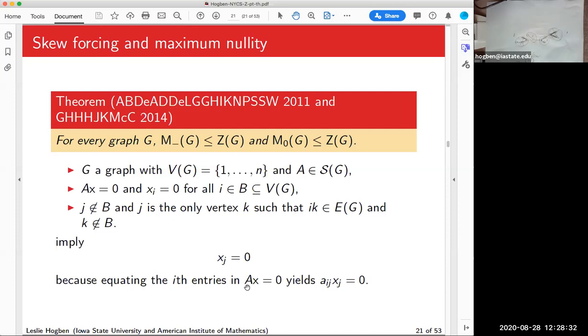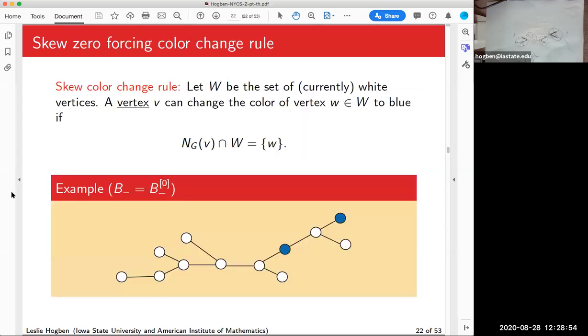And it's the exact same proof that we went through already, but now we don't have to worry about the diagonal because, I mean, about the ith entry, the thing that we were saying had to be blue, the forcing vertex, because now we have the diagonal 0, so that one gets wiped out just like a non-neighbor. So now we can watch this actually play out on a tree.